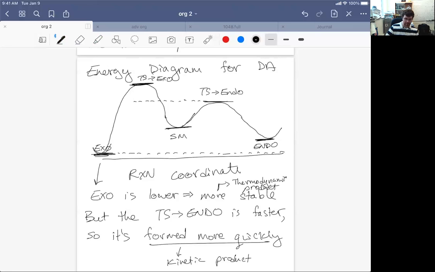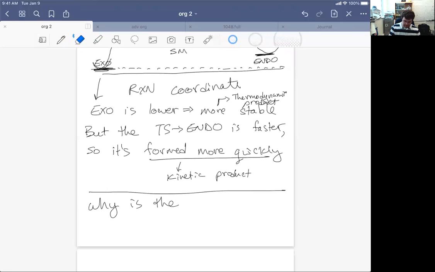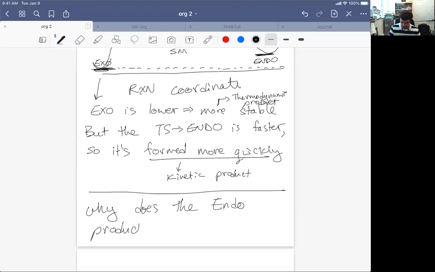Now, what I want to do just to wrap things up is to talk about why the endo product is the way it is. It's not really a why, it's more like how. No, let's just go ahead with a why. Why does the endo product form more quickly, or form faster? That's a really good question.